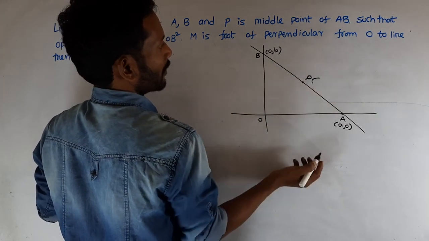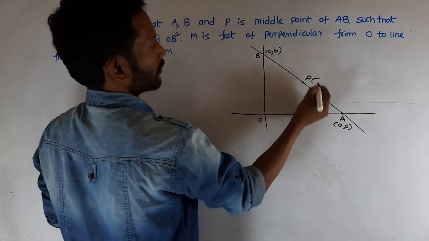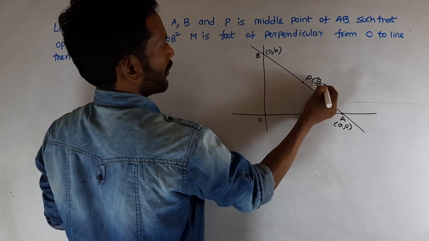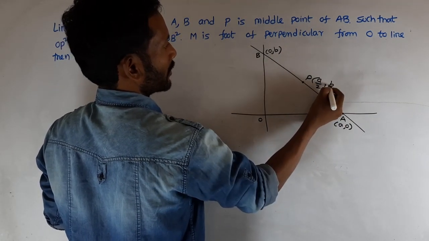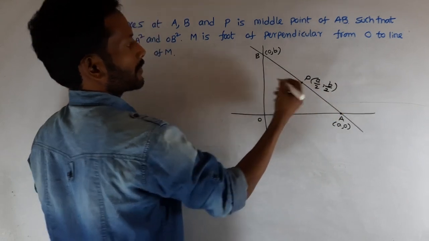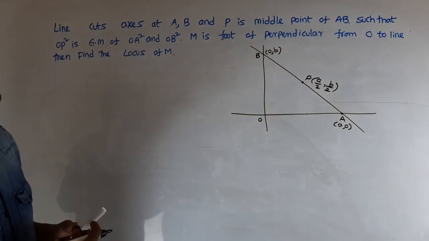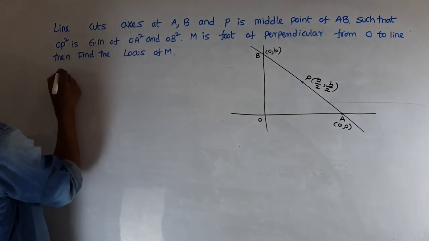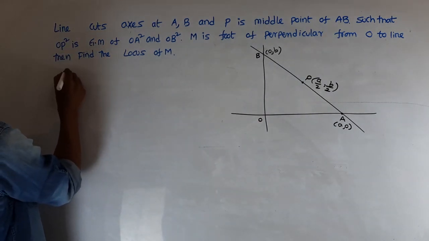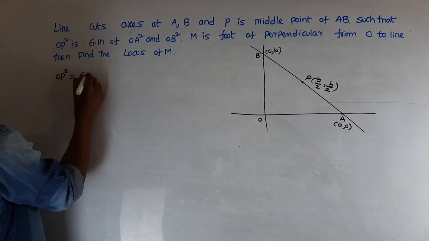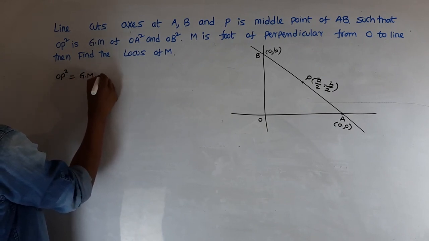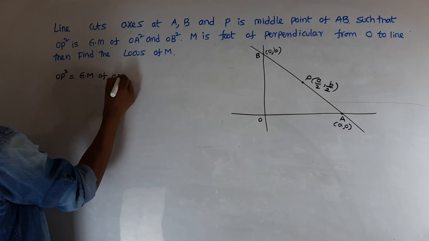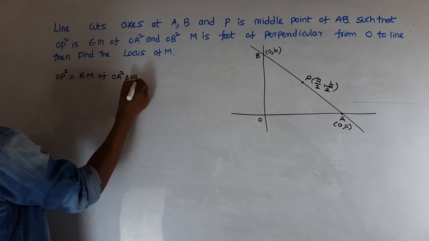So the midpoint formula is x1 plus x2 by 2, and y1 plus y2 by 2. So P is the midpoint of AB, and point P is a by 2 comma b by 2, such that OP square is the geometric mean of OA square and OB square.